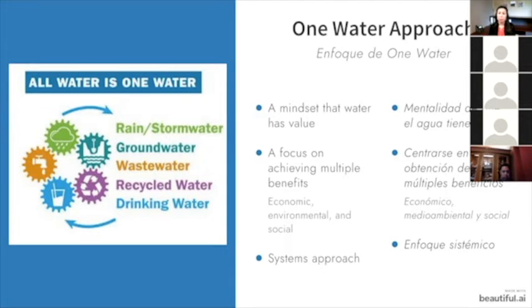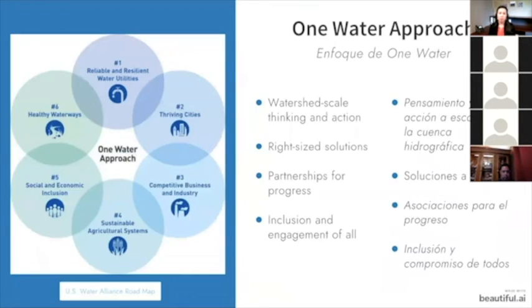Again, looking at those multiple benefits. What's the best water for the best use, and looking at the mindset that water has value. The right size solutions for managing stormwater, potentially giving the same weight to having thriving cities and social and economic inclusion, as well as healthy waterways. So I'm sure you've also heard the term One Water, so just connecting that rain gardens are also a component of the One Water approach.